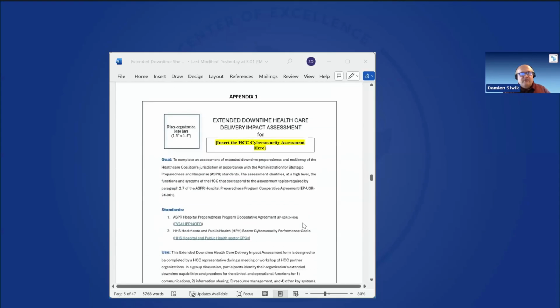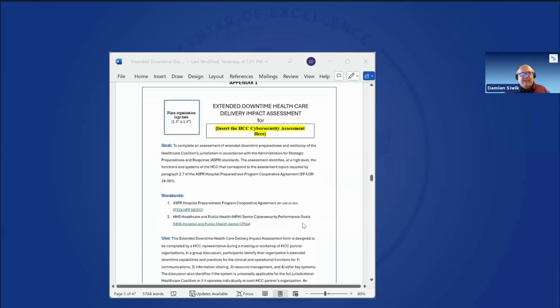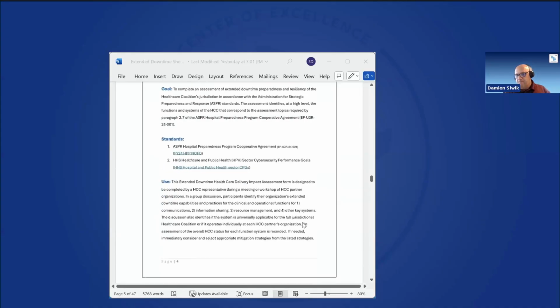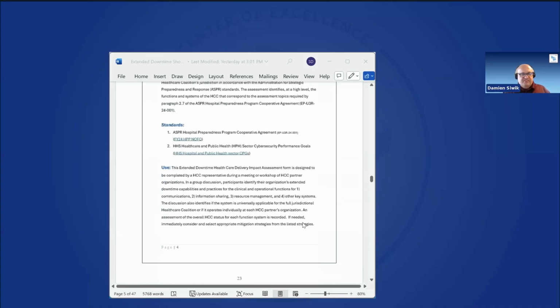Then the opportunity for the Healthcare Coalition to add that previous assessment as an appendix to the plan if they so desire. And with this is the last page of the support plan, the extended downtime support plan.